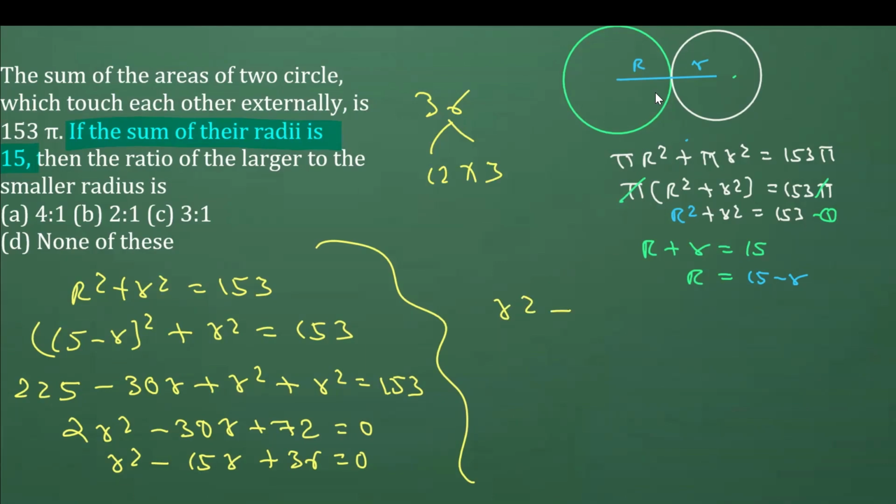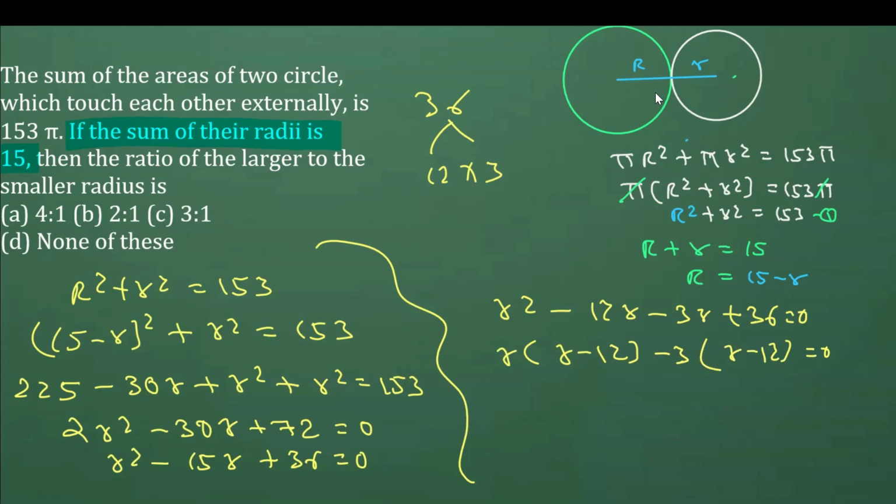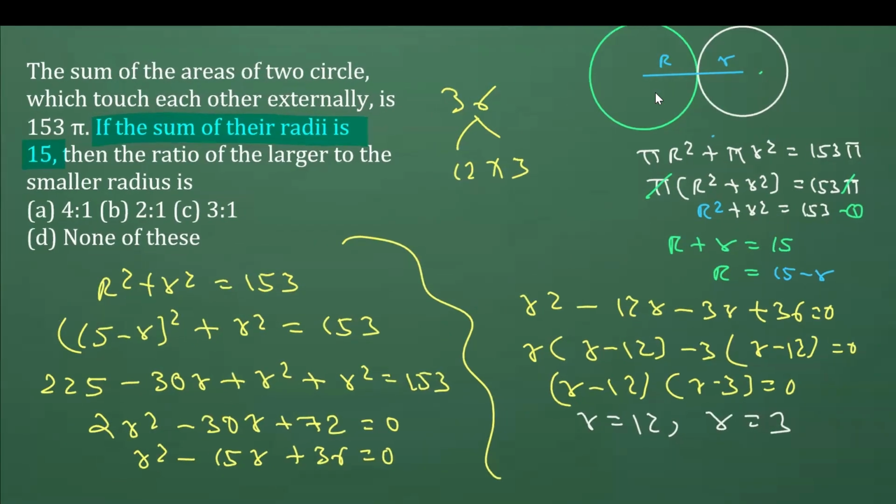So this is r square minus 12r minus 3r plus 36 equals 0. So taking r as common, we'll get r minus 12. Taking minus 3 as common, we'll get again r minus 12 equals 0. So this is r minus 12, and this is r minus 3 equals 0. So you can see that equating this with 0, I'll get r as 12, and equating this with 0, r as 3. Right. Now check what we had to find out is the ratio.